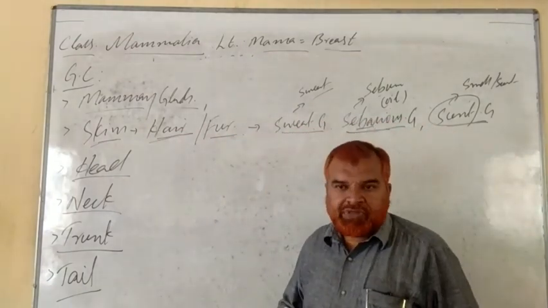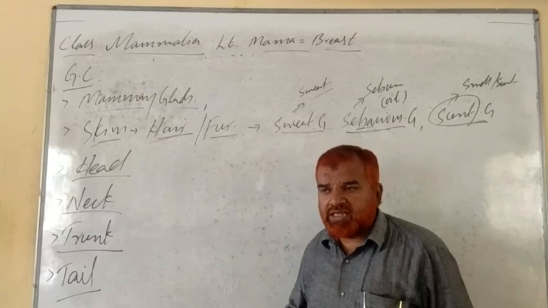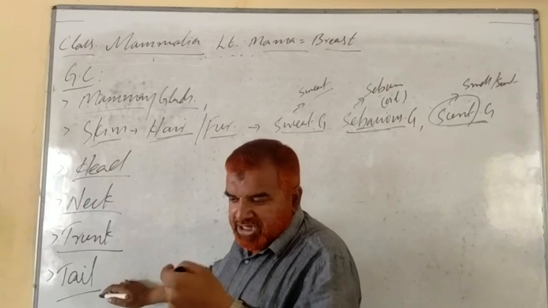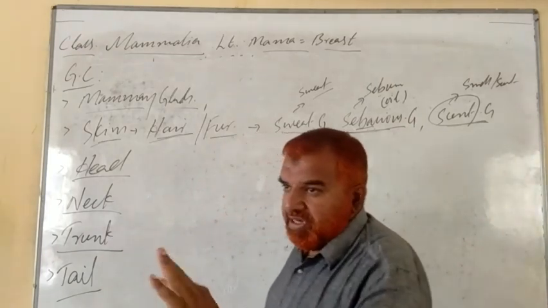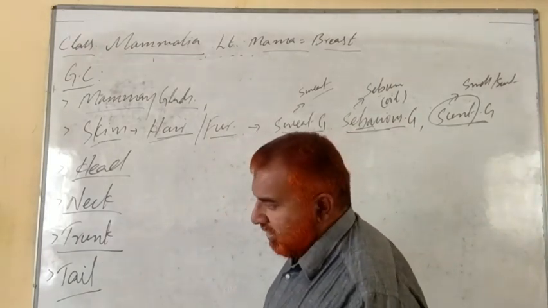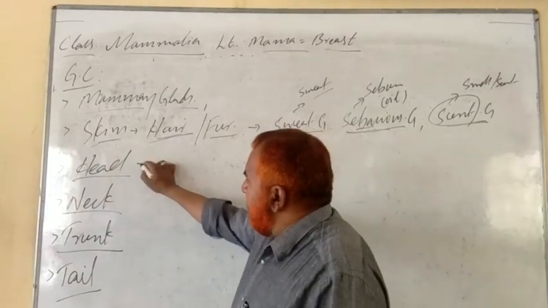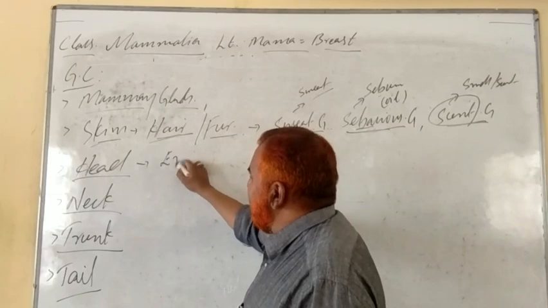We can see it in dogs, tigers, lions, monkeys. In human beings it's not there. It's degenerated. Atavism, different types, you will study in the 7th chapter on evolution. Some of the vestigial organs are degenerative organs. So in the head region, we have to study the external ear pinna.